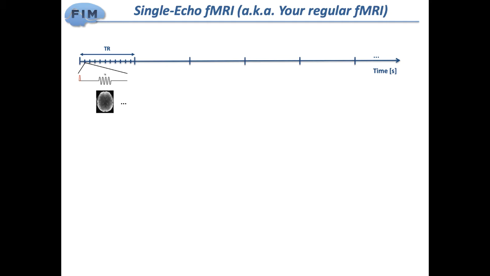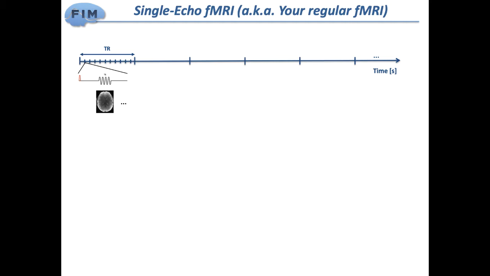So fMRI is about acquiring data across time, because then we're going to look for fluctuations of interest, either intrinsic ones or fluctuations that follow our experimental paradigm. And what usually happens is we acquire one volume per TR. Those volumes are acquired as a series of slices, and basically we have a single excitation. For each excitation pulse, we read out the data just once.